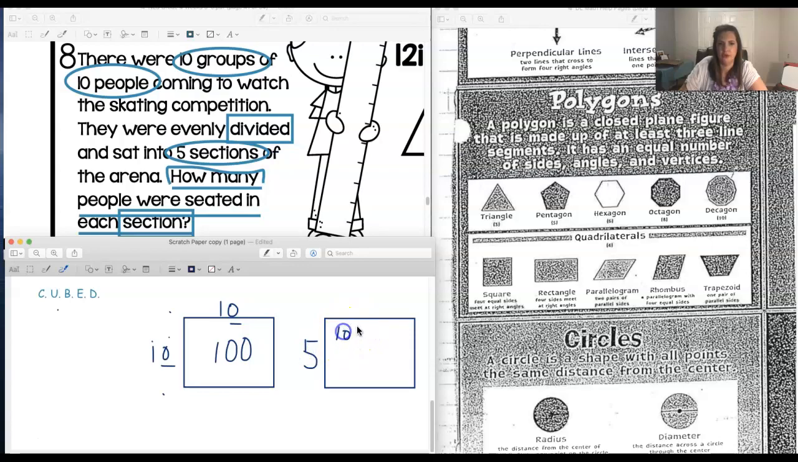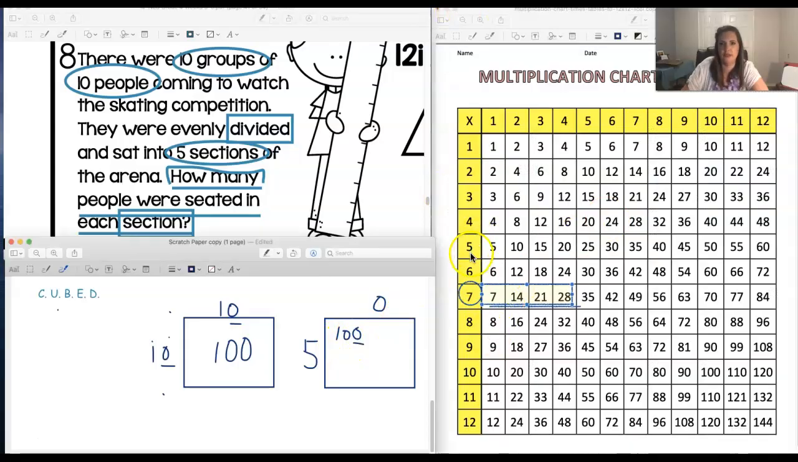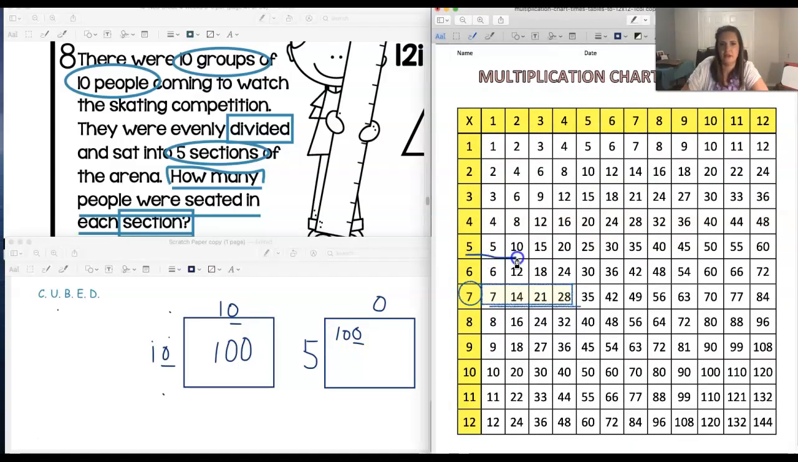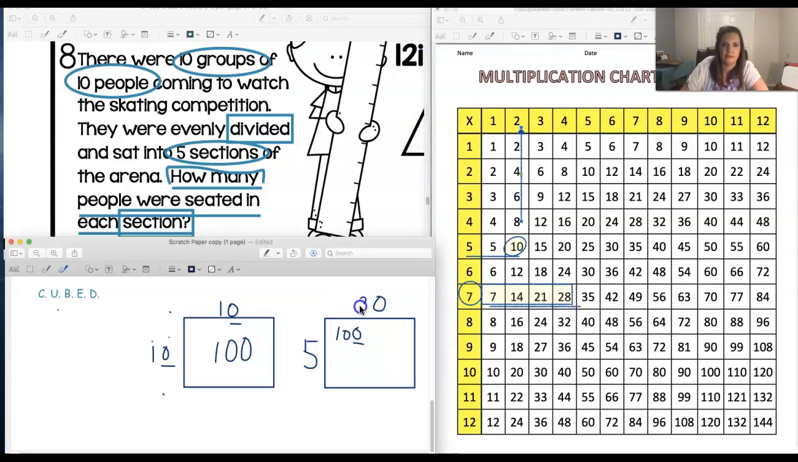And there's my total. How many times can 5 go into 100? Well, I see a 0 here. I'm going to go ahead and put that here. And then 5 can go into 10. How many times? Look at my multiplication chart. Here's my 5. There's the number 10. And if I follow it up, I have 2. So 5 times 20 equals 100. 100 minus 100 equals 0.